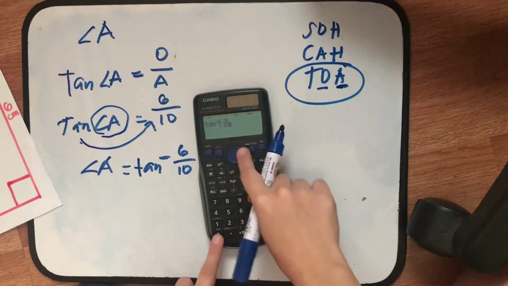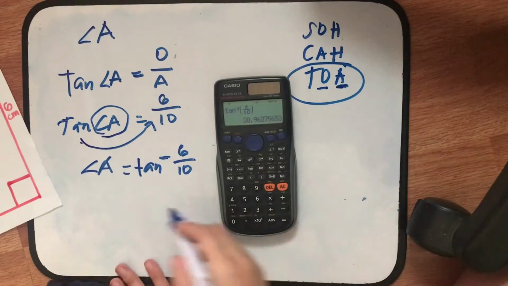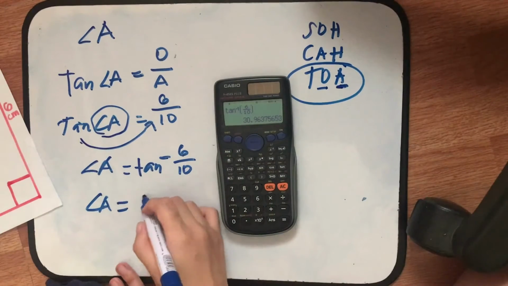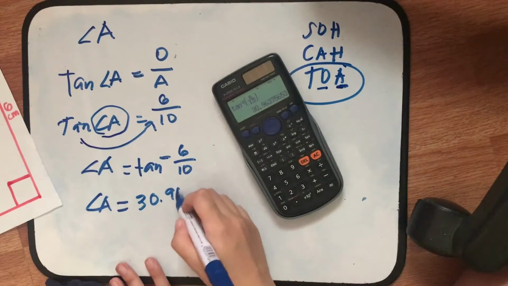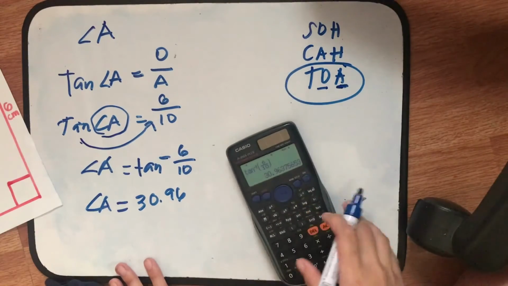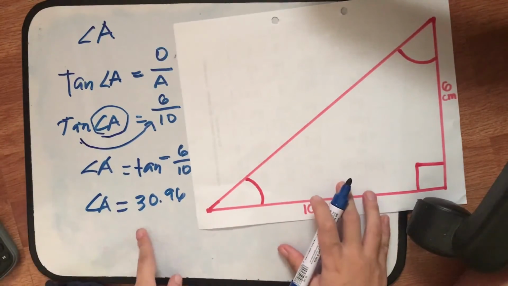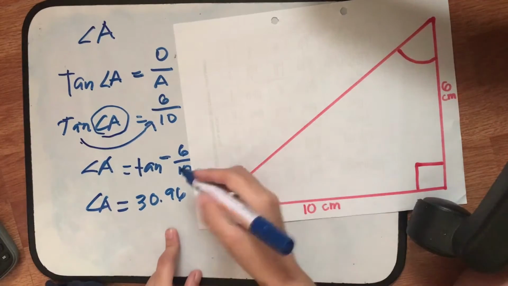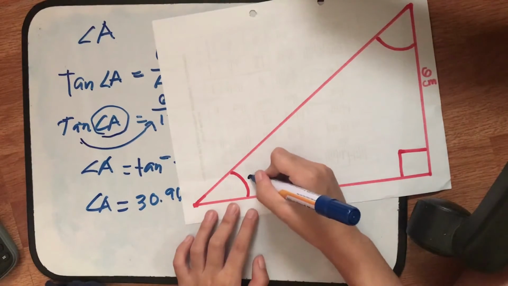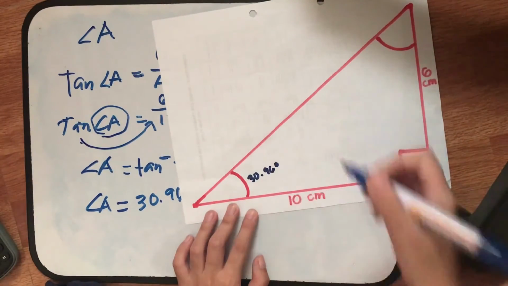6 over 10. The result will be 30, angle A is equal to 30.96, rounded off to the nearest 2 decimal places. Now we just have to input the measurement of angle A, which is 30.96 degrees.